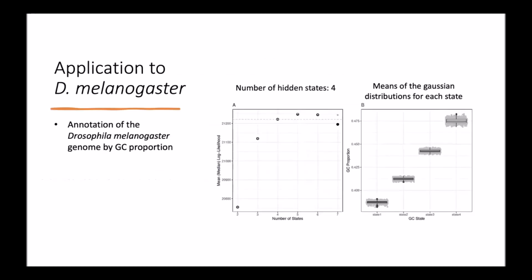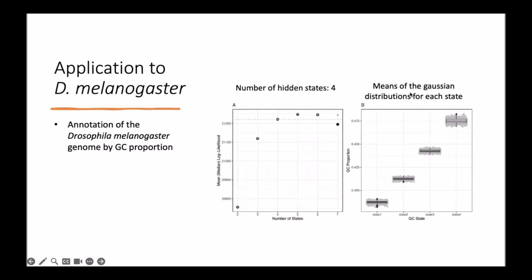We did apply this to the GC content of the Drosophila genome and inferred the number of hidden states and the parameters of the distribution for each of the states. To be able to define the number of states, there were at least two criteria. First is your model fit, which you can see by the plotting of your likelihood, pointing out the ideal number of states. In the case of Drosophila, this was 4.